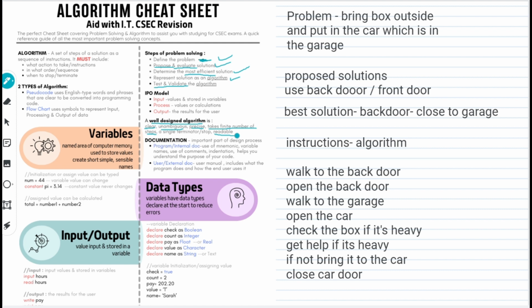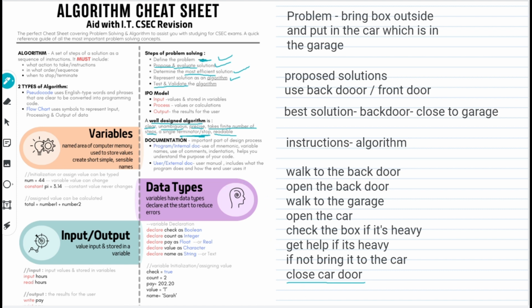And the next thing is that it must end. It must stop. It must have an end. In our algorithm, where did it end? Did it have an end? Yes, it ended when you close the door, the car door. Full stop. Have we solved the problem? The problem is to get the box in the car, right?